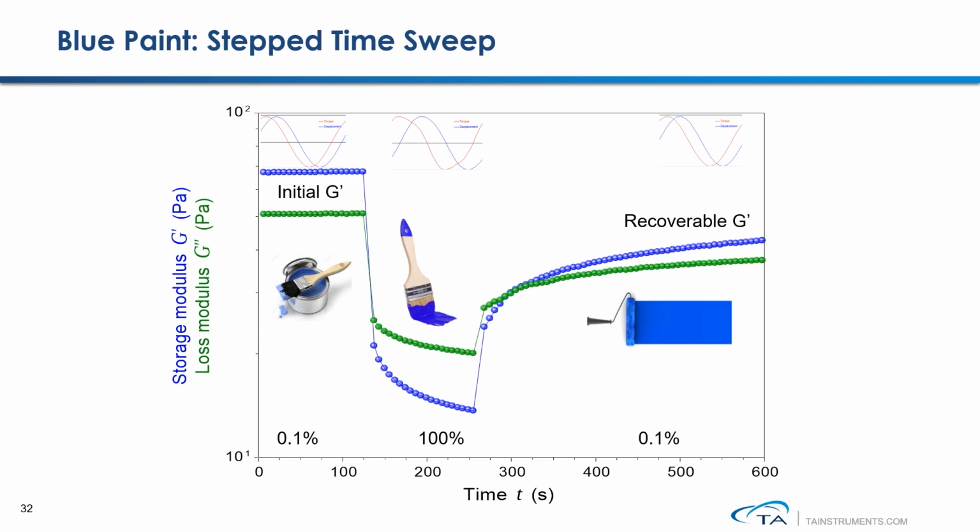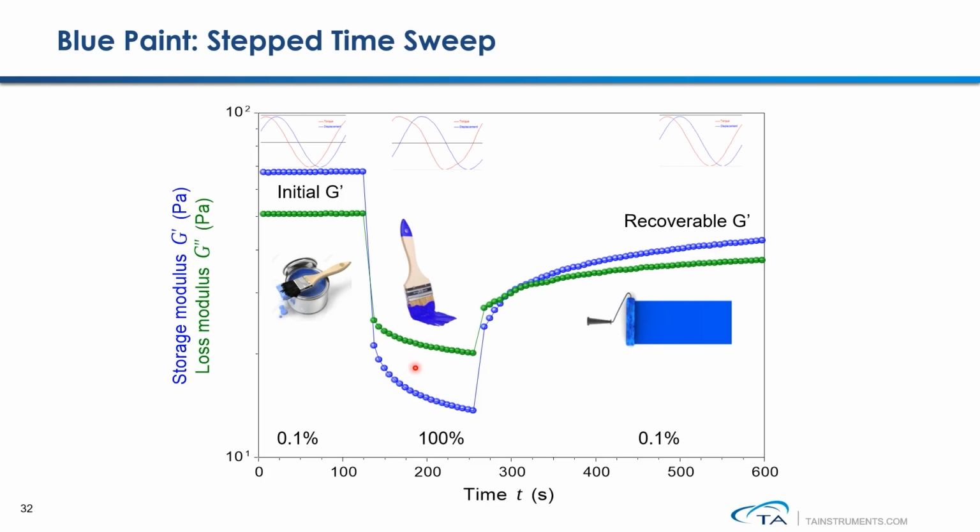Here is an example of measuring the same blue paint using this 3-step oscillatory method. When testing this paint using a small strain that's within its linear viscoelastic region, the results show that G' is greater than G double prime, which indicates that this paint contains a structure and behaves like a solid at rest condition. As the oscillation strain increased up to 100% in step number 2, the structure of the paint is destroyed, and the result shows that G double prime is greater than G prime, which means the sample structure is destroyed and now it behaves liquid-like.